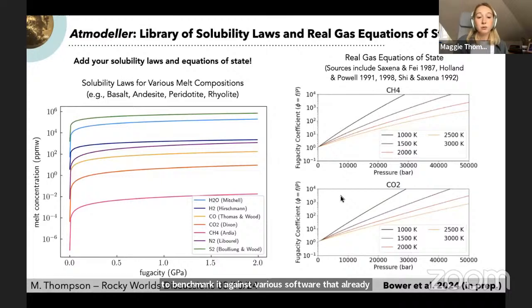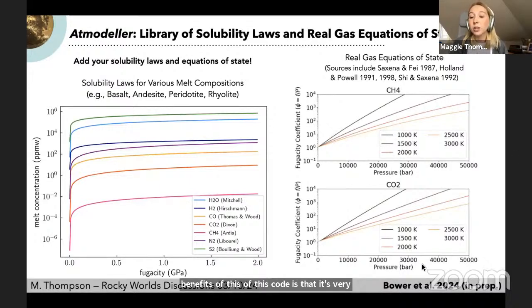Okay, and so again, I'm showing you this figure of all the different solubilities just to show this is something that is already incorporated in Atmodeller, but also if you have a different solubility law that you would like to include, that's one of the real benefits of this code is that it's very flexible to just being able to add in new solubility laws or new equations of state.